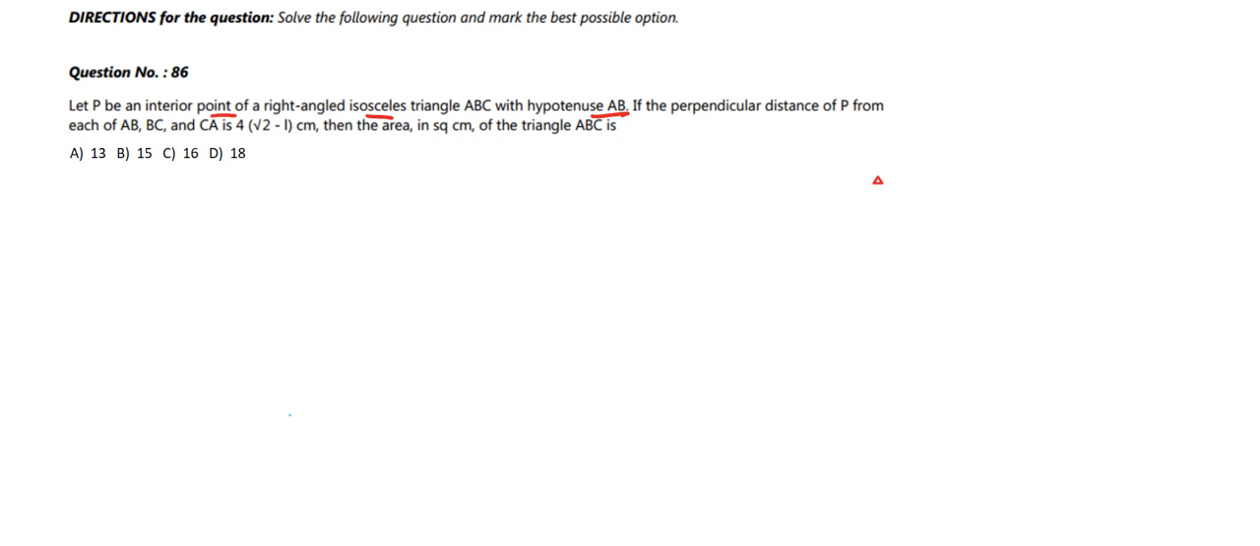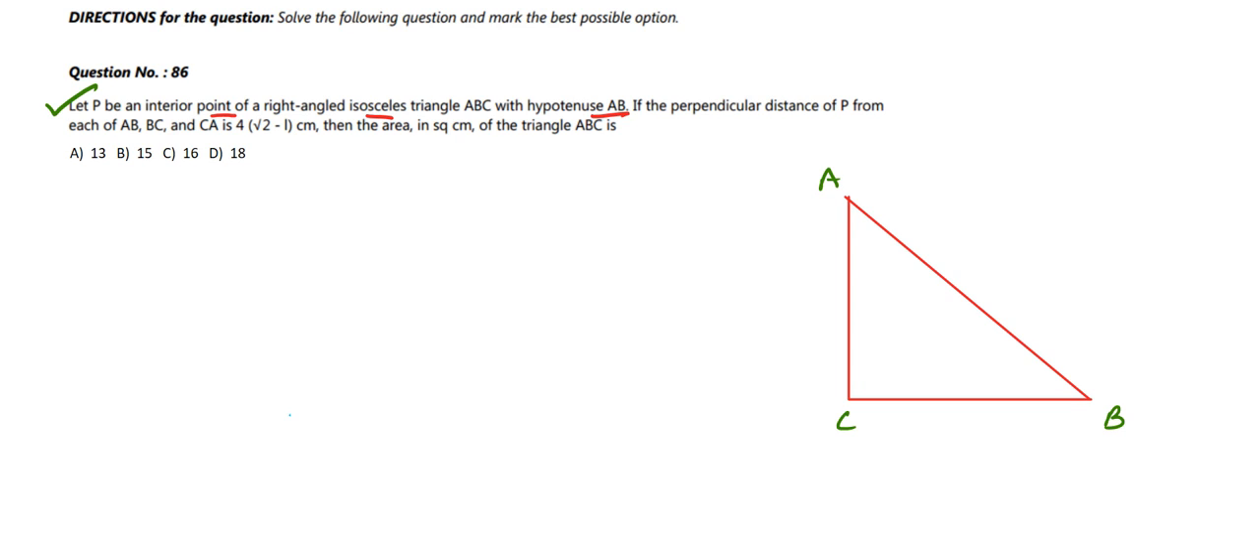So let me draw one right angled triangle. So here is our perpendicular and the base, and this is our hypotenuse, which is given to be AB. So let us name them. So here we have the hypotenuse AB, and the third point is C. So this is our right angle triangle where P is an interior point. So interior point means P is exactly on the equal distances from all three sides.